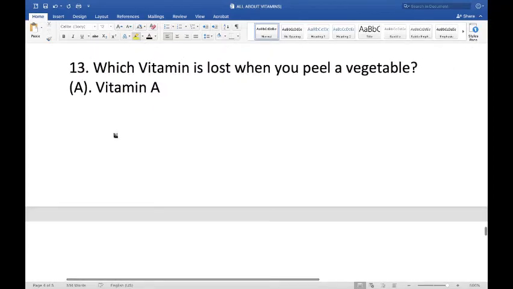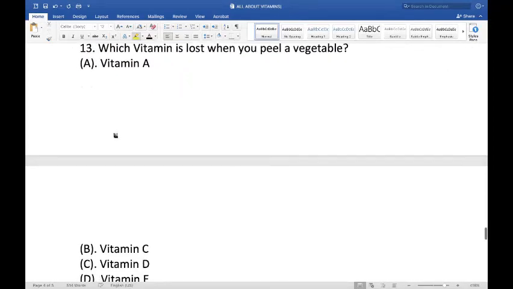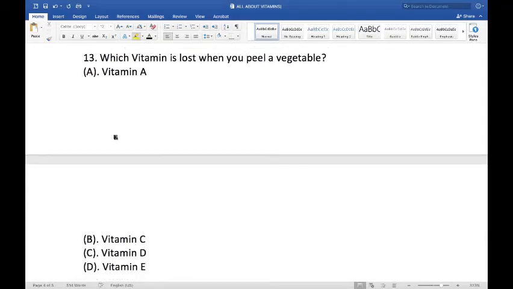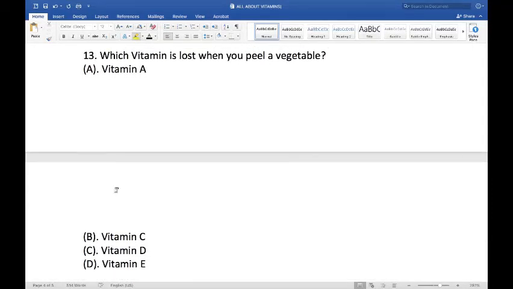Next question. Which vitamin is lost when you peel a vegetable? So is it vitamin A, vitamin C, vitamin D, or vitamin E? So the vitamin that is lost when you peel vegetables is vitamin C.